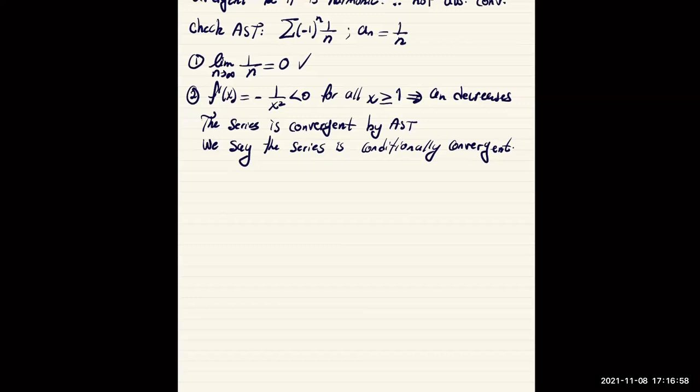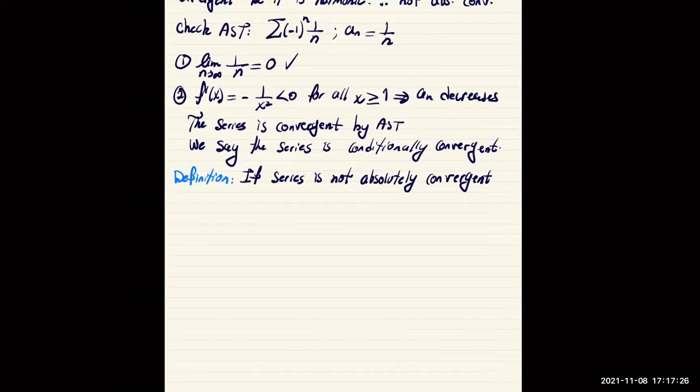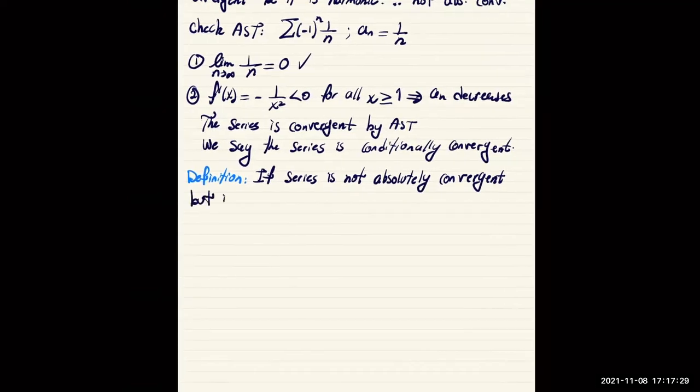So the definition of conditional convergence is that if a series is not absolutely convergent, but it is convergent by AST, then it is conditionally convergent.